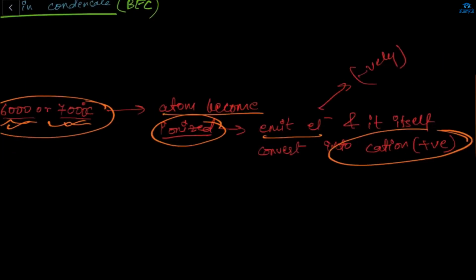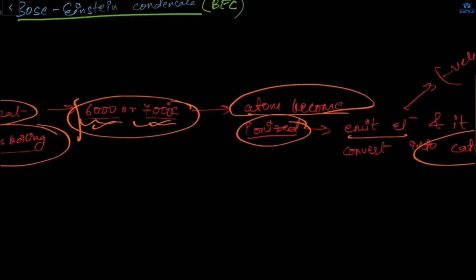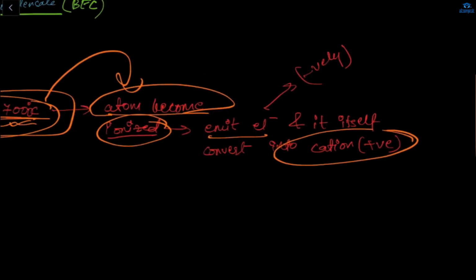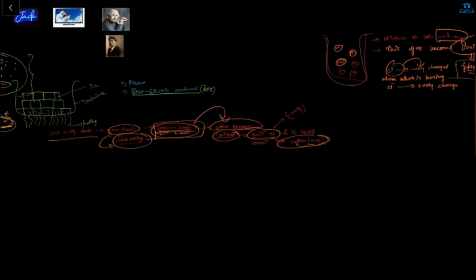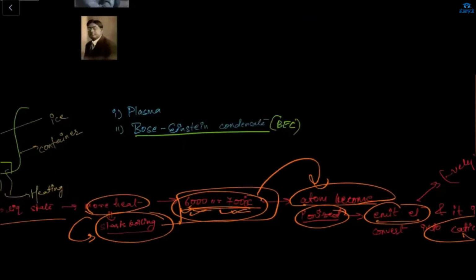So what will happen? Atoms will become ionized. Ionized means it will emit an electron and itself convert into a cation, which is positive, and the electron is negatively charged. If we give more and more heat up to this much, the atom will become ionized. Ionized means it will emit an electron and convert itself into a cation, meaning positive. So see, what's happening here is, this much you got now.